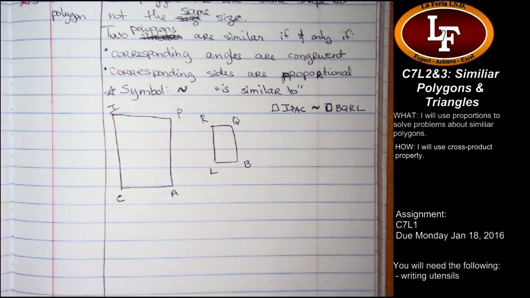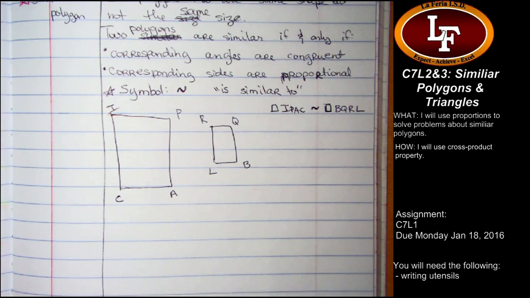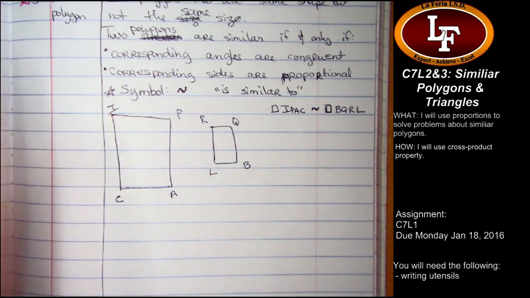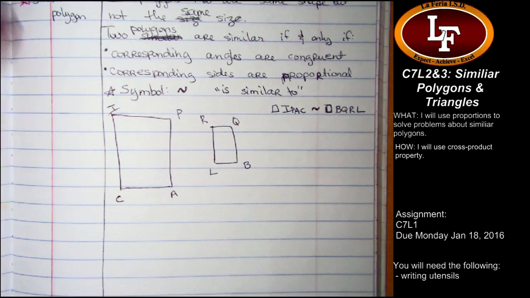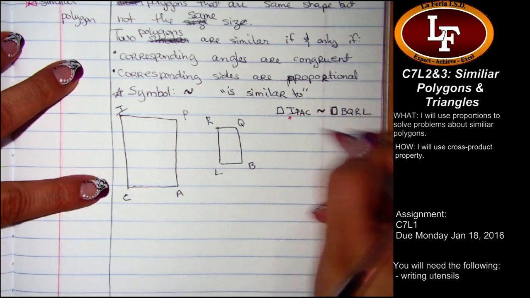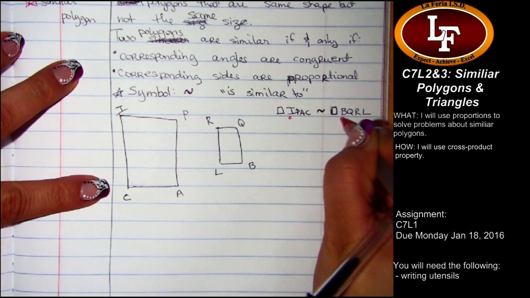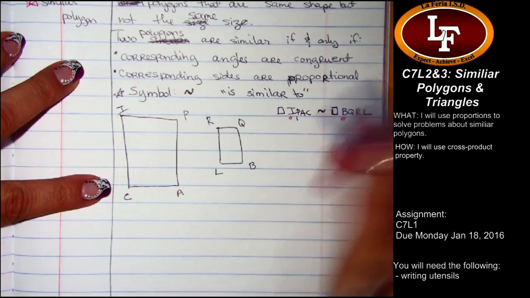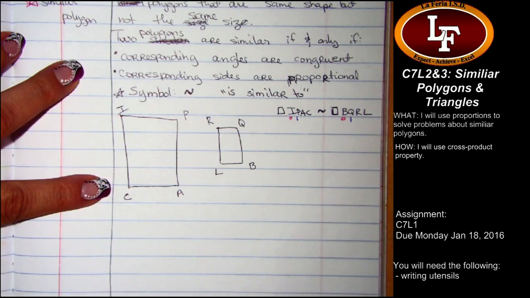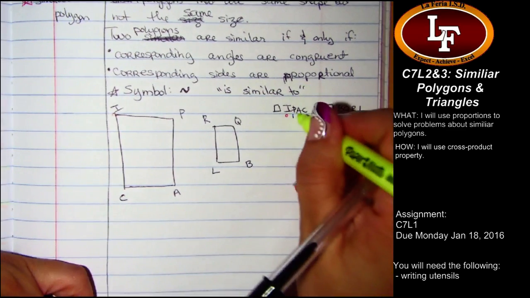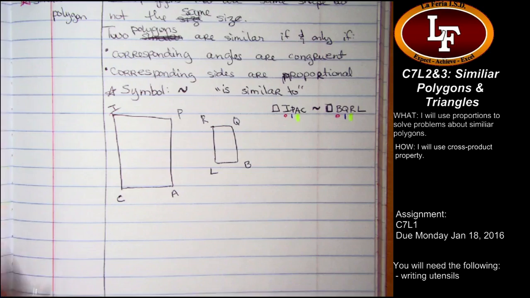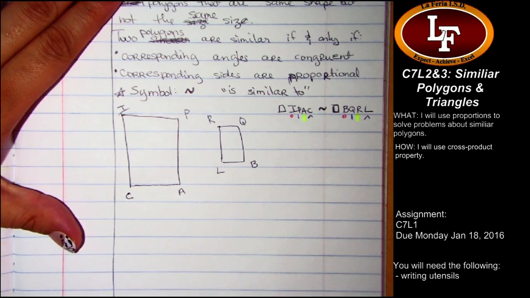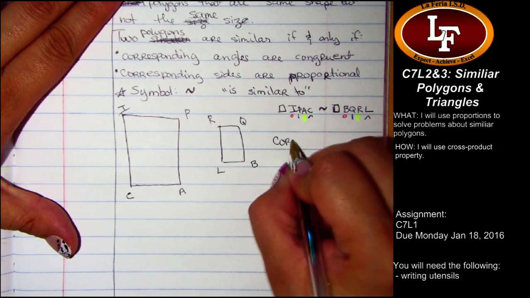Alrighty, so we have these two things true. What we need to be able to decide, though, is which ones are corresponding. When looking at the name of these figures, the first letter of its name corresponds to the first letter of the other figure's name. The second letter of one figure's name corresponds to the second letter of the other figure's name, and so on and so forth. So using that, we can write out our corresponding angles.